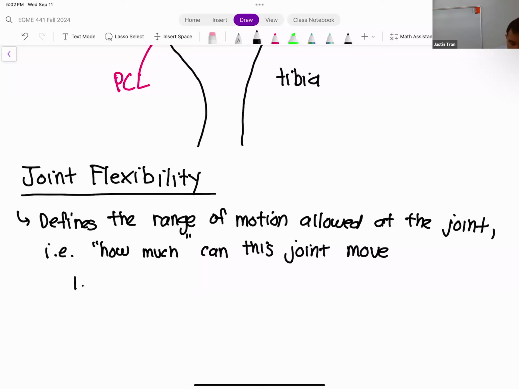All right. And so there's two types of flexibilities that are referred to medically. The first type is static flexibility. Static flexibility is the amount of motion or the range of motion possible when your joint, or your bones, are moved by some external force.